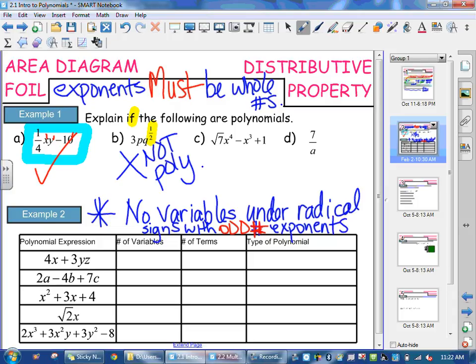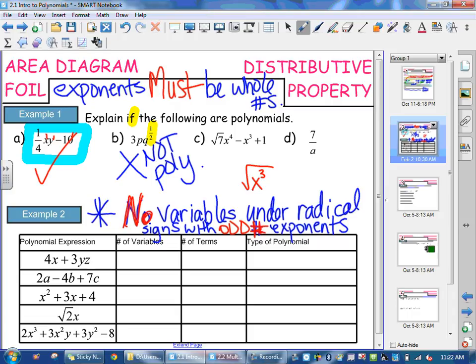Okay, that's the other condition. If it has that, it's not a big no there. So, for example, if I had square root x cubed, could that be a polynomial? No, because the 3 is an odd number on the x. Okay, we don't call that a polynomial. Does it exist? Yep, we're going to deal with it next year.